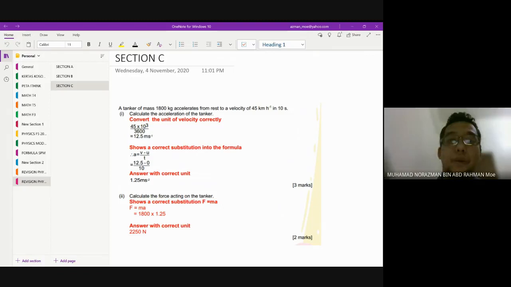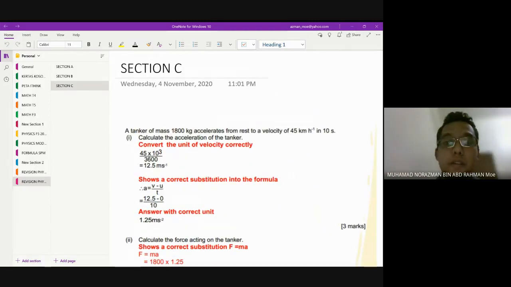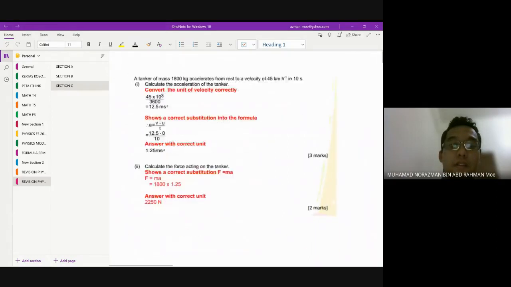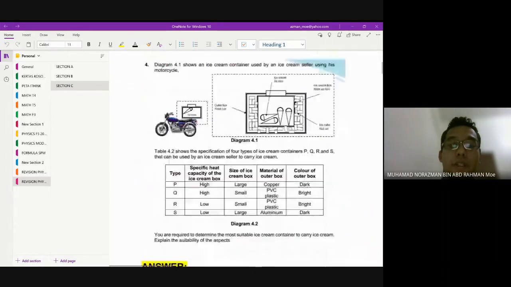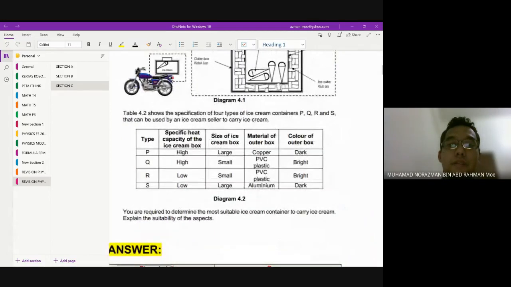Okay, so today we are going to look at section C, paper 2. For section B, usually we have calculation and questions regarding modification. For section C, we have explanation questions, calculation questions, and choosing questions, which means that you need to choose which one is the correct specification.